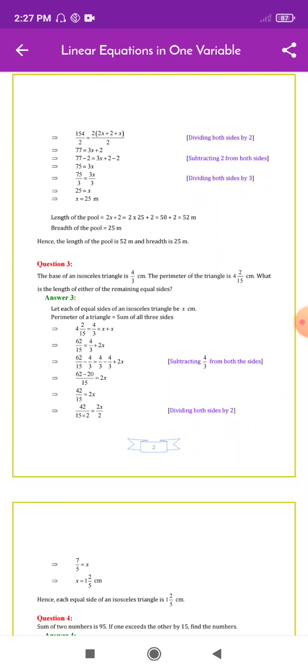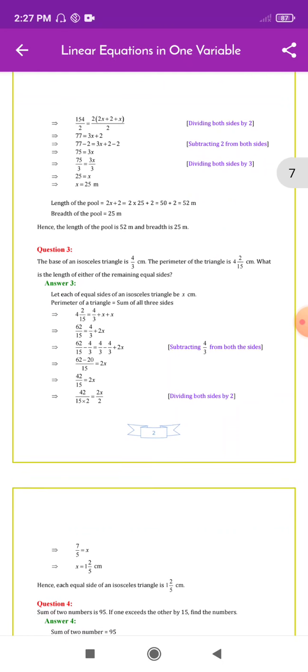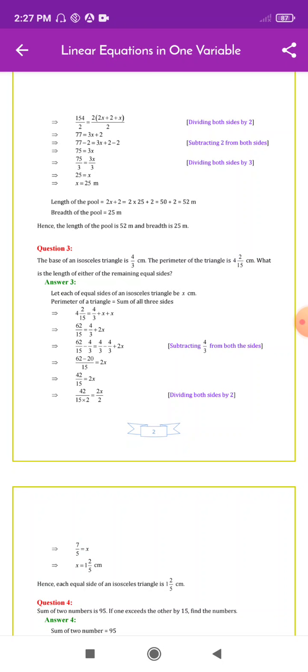Okay, now what we have to do, again here we have to divide the numbers by 3 only. So after dividing the numbers we'll get x equals 25. So let us put the value of this x. Length of the pool is 2x plus 2, that is 2 into 25 plus 2. 2 into 25 will be 50. 50 plus 2 equals 52 meter. Breadth will be x only, that is 25 meters. So the length of the pool is 52 and the breadth is 25 meter.